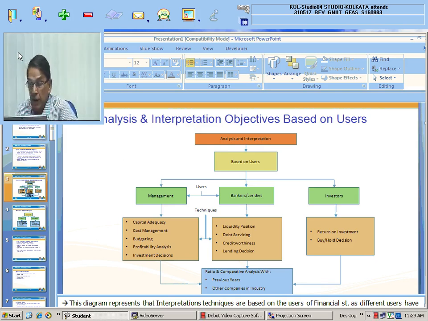The various analysis techniques which are used are ratio and comparative analysis with previous years and other companies, comparison with other companies in the same industry. So ratio analysis or comparative analysis can be done by comparing the previous year's performance with the current year's performance. It can also be done by comparing the performance of one company with other companies in the same industry. So these are the analysis and interpretation objectives which are based on users.